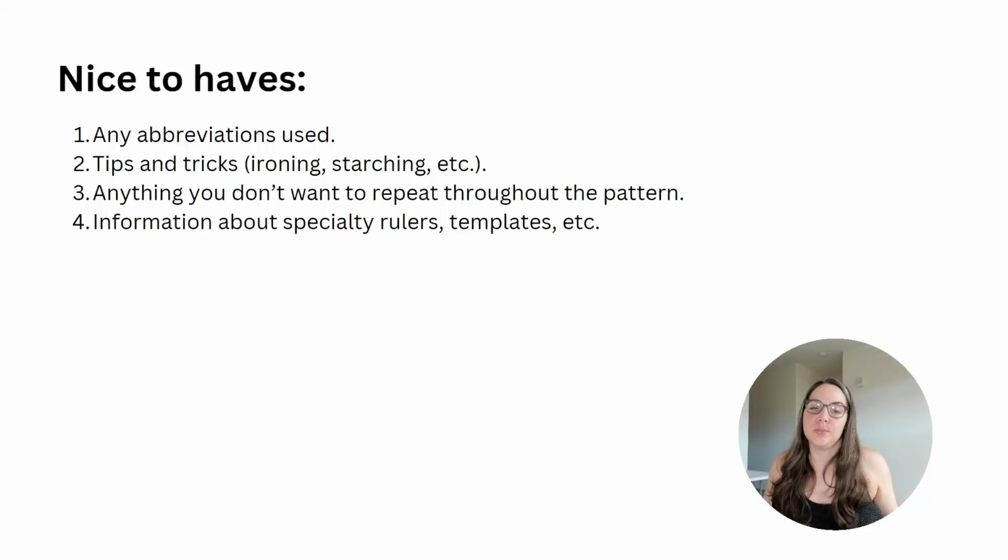And then any information about specialty rulers or templates if you need them. If your pattern can use a specialty ruler, definitely give them the information for that in the before you begin section, or even in a separate rulers section can be nice. And then if you've got templates, some basic instructions for how to print and cut those apart is really helpful. And that can all go in this beginner header information.